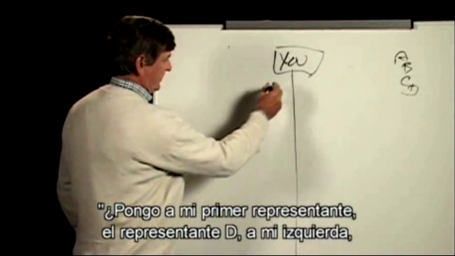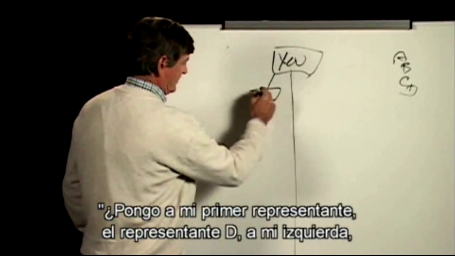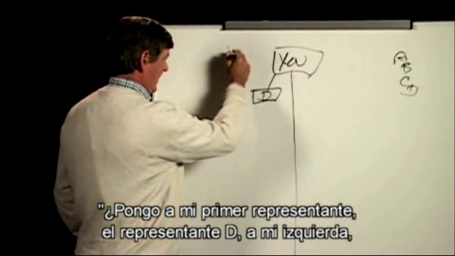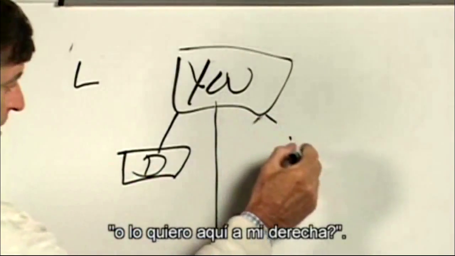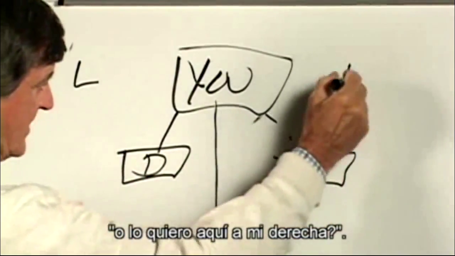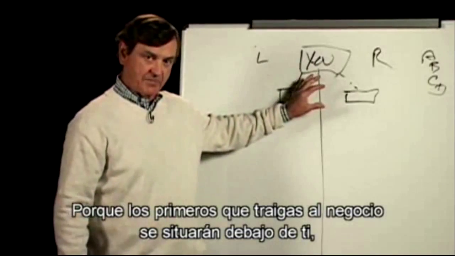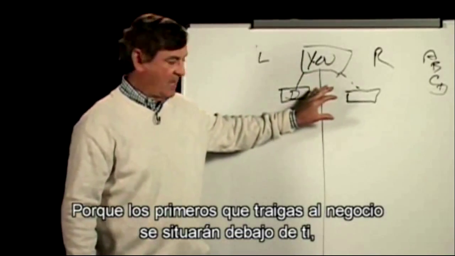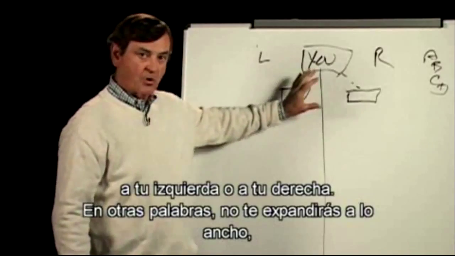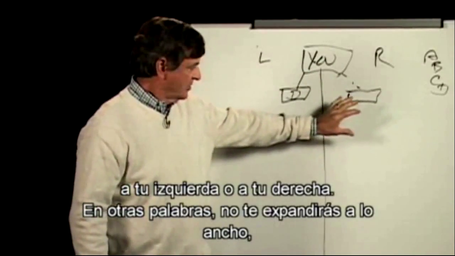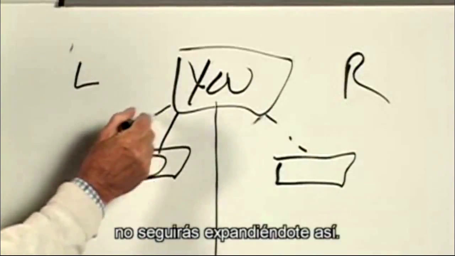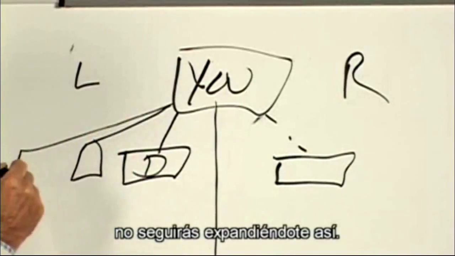Do I want to put my first rep, D, on my left side, or do I want them to go over here on my right side? Because the first folks that you bring into the business are going to be positioned under you on either the left side or the right side. In other words, you're not going to go wide. You're not going to keep going like this, okay?